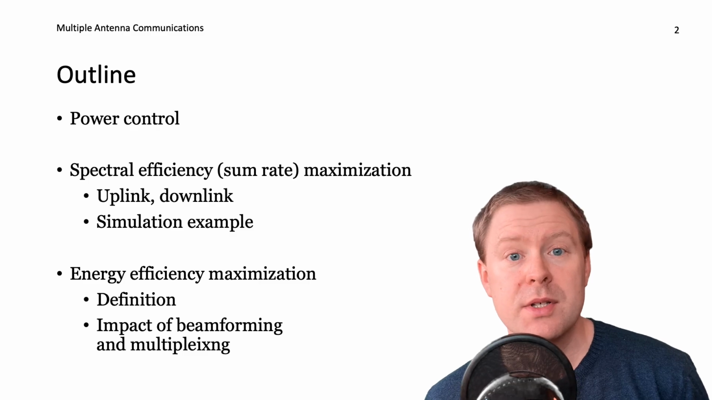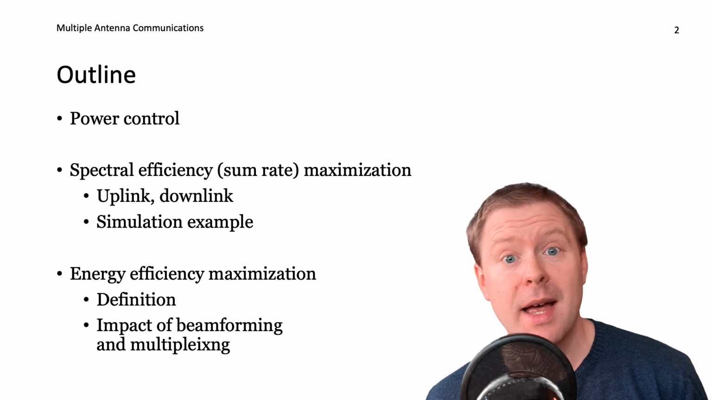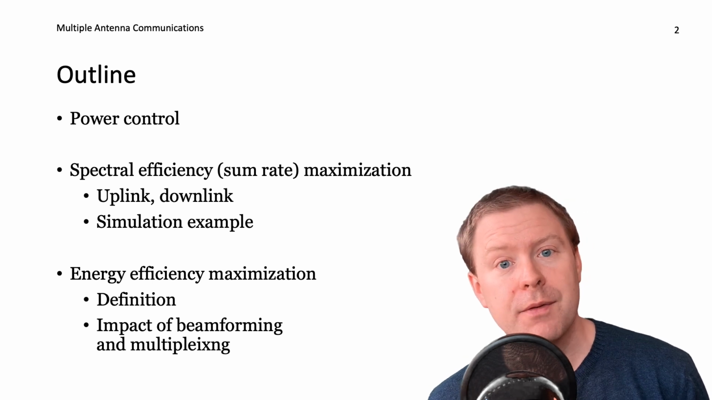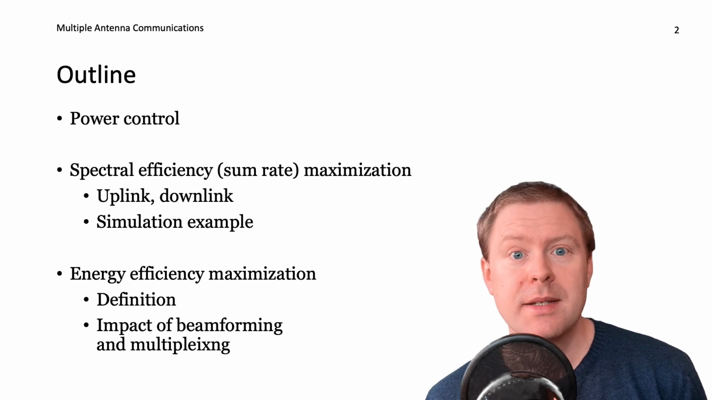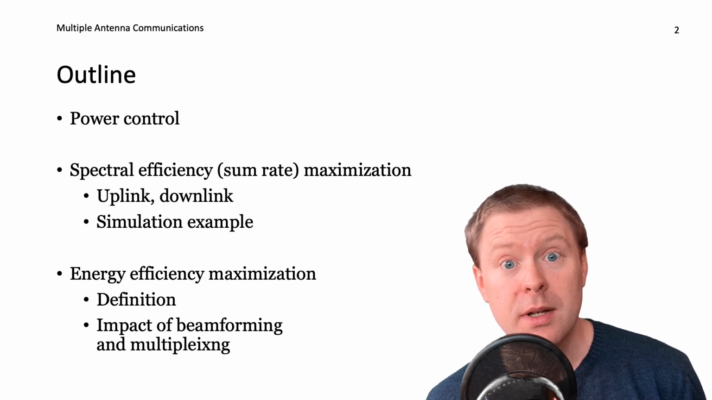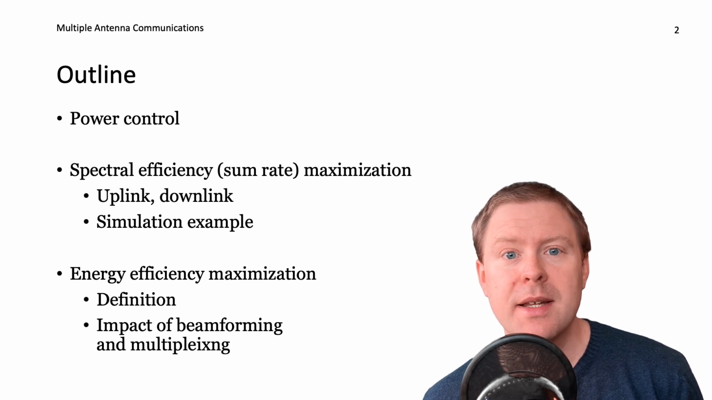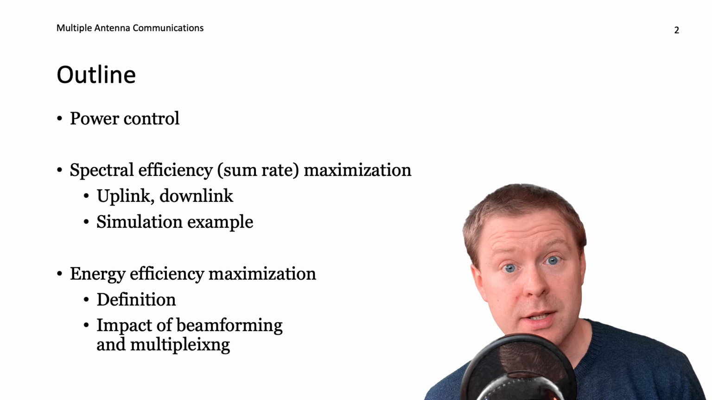In this video, we will consider how we can use power control to make a single-cell system as efficient as possible. And efficiency can be defined in different ways. If we are maximizing the sum rate, well, then we find the most spectrally efficient solution, and we will look at how to do that in the uplink and in the downlink and study its properties in a simulation example.